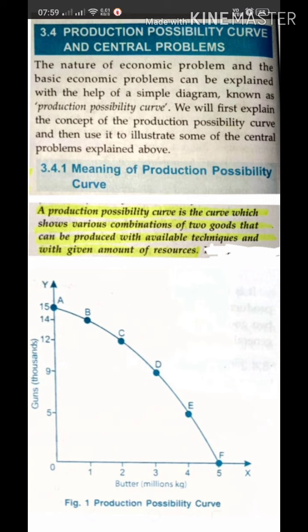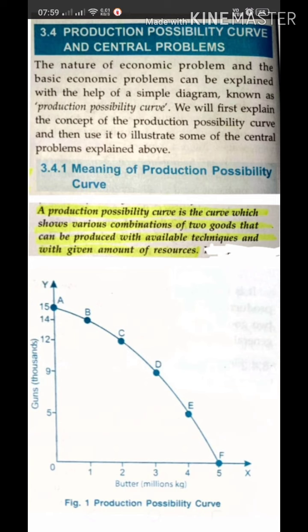In economics you have to understand that no law goes without assumptions. To understand the assumptions, previous to that let's understand the diagram first. Can you see the diagram over here? The graph. You can see A, B, C, D, E, F mentioned on it. Now see the combination at A. They are producing two things, that is butter and guns.